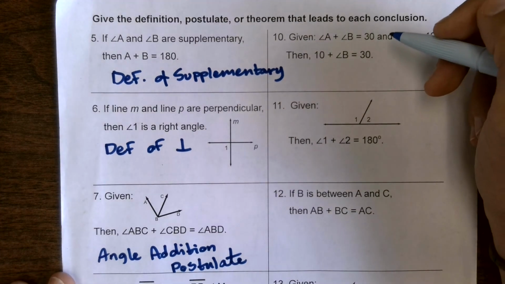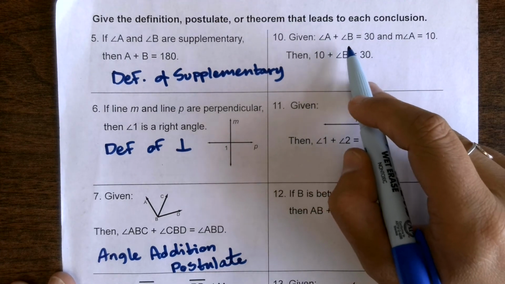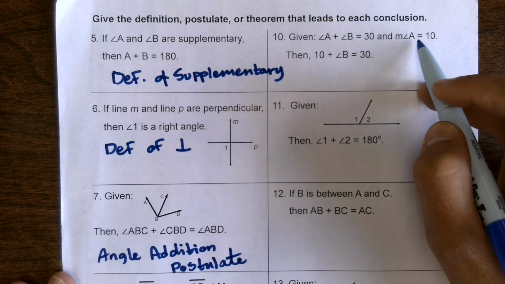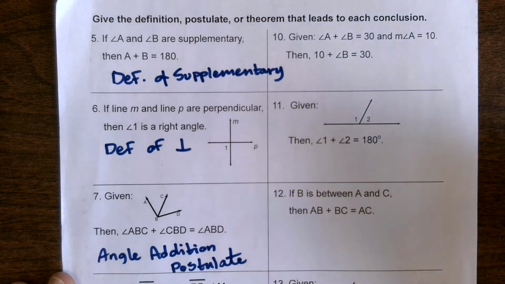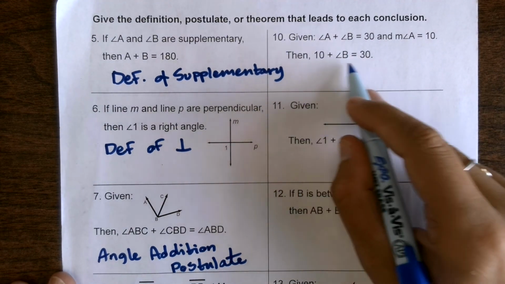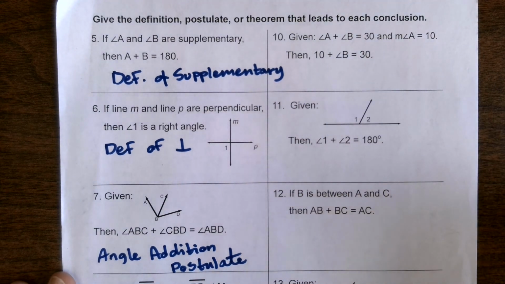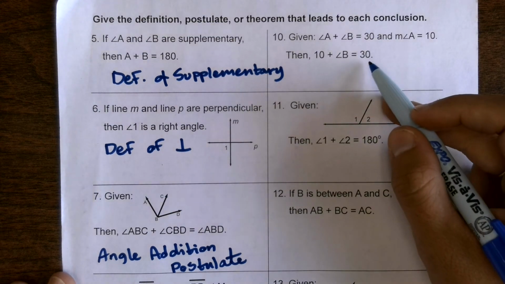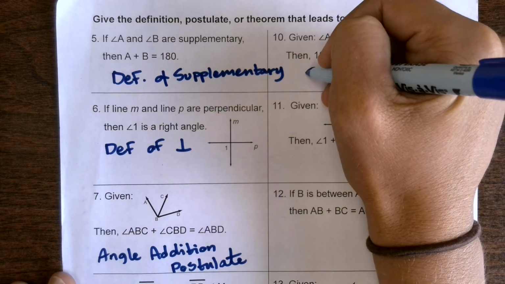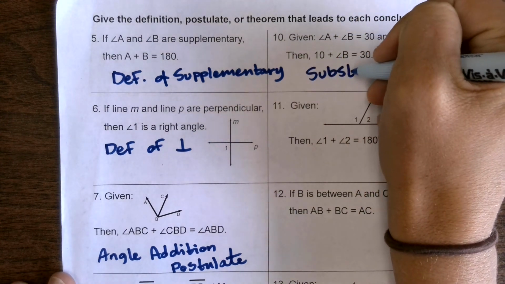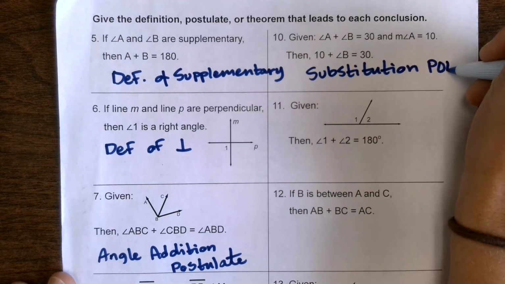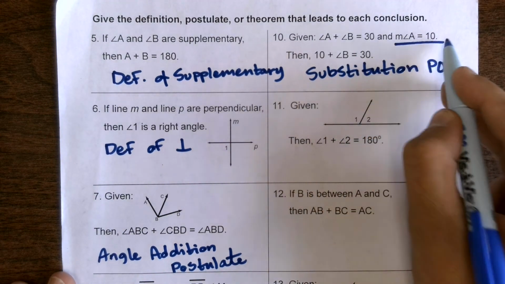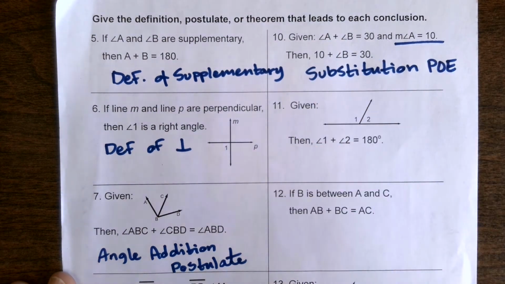Okay, let's go over to number 10. So given that angle A plus angle B equals 30 and angle A equals 10, then we know 10 plus angle B equals 30. So this would be our first statement. What is the reason that we know 10 plus B equals 30? I hope you said it there. It is the substitution property of equality. Because we stated that angle A equaled 10, we're allowed to replace it in any equation.